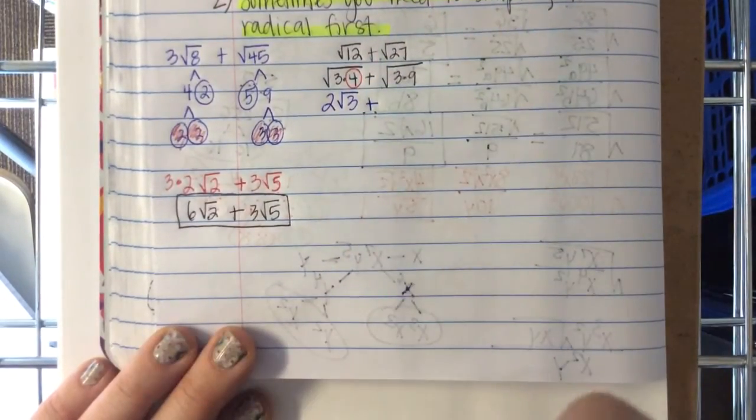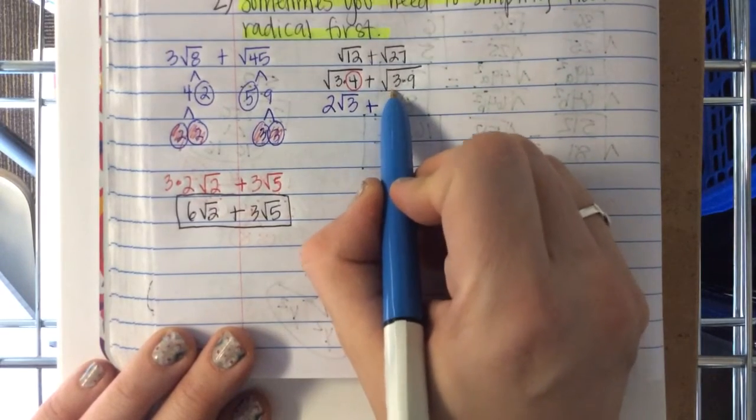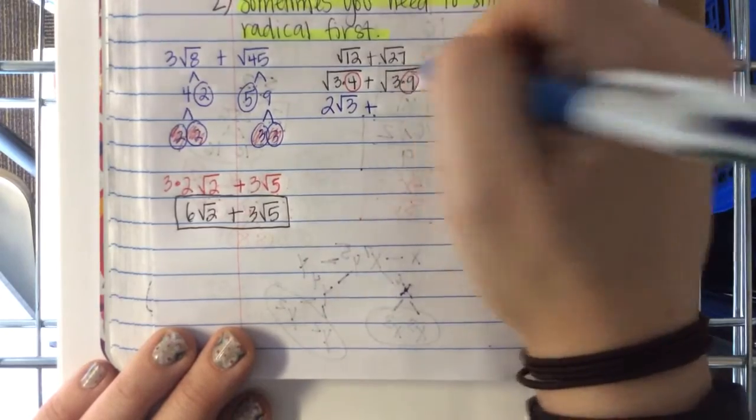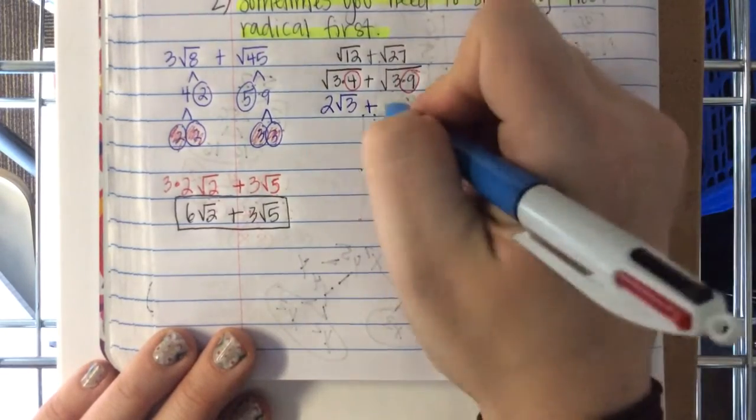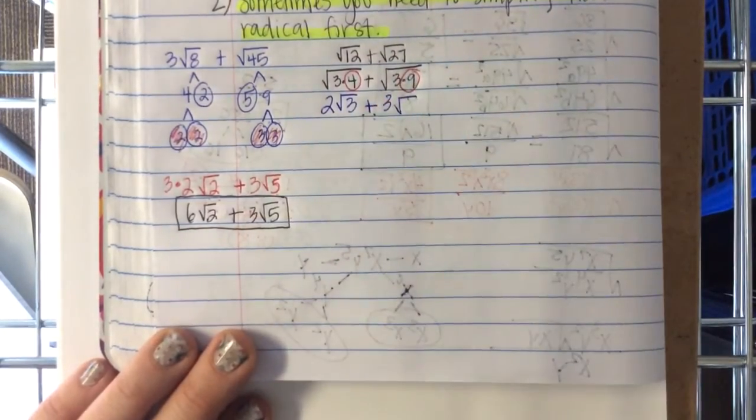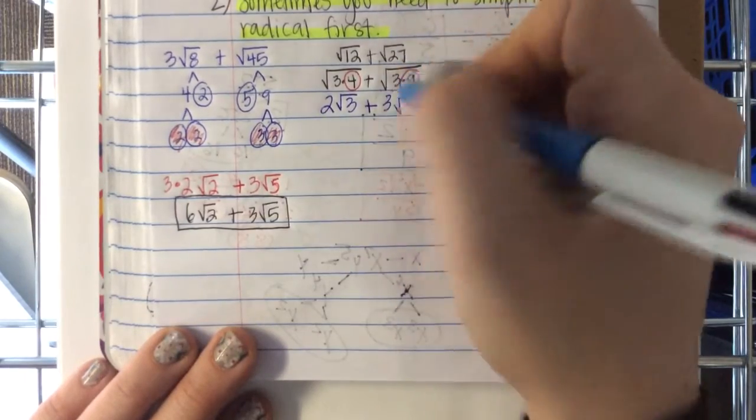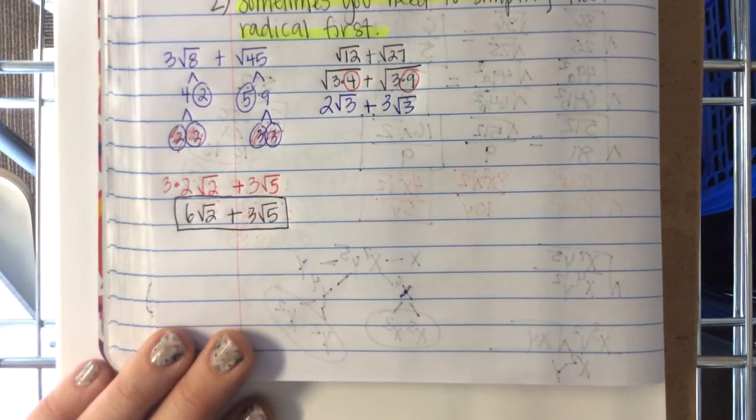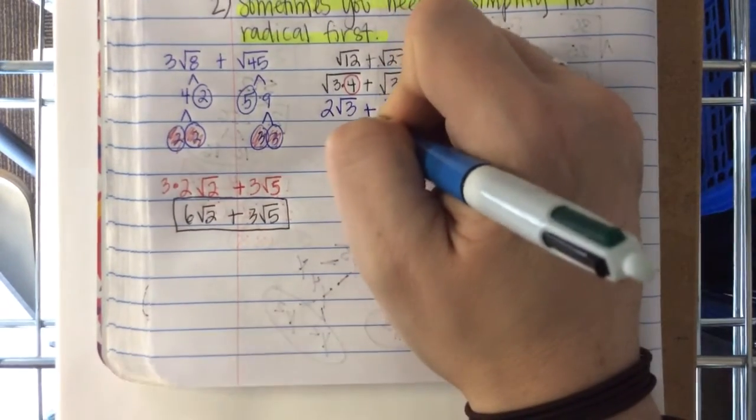Plus, can you do radical 3? But can you do radical 9? What's radical 9? 3. Take out a 3 and leave what? The 3. 2 radical 3 plus 3 radical 3. 5 radical 3.